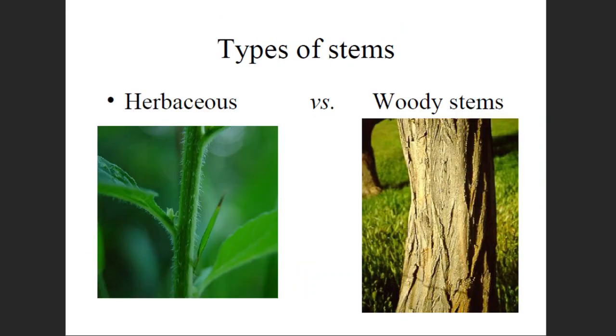Now types of stem. It can be herbaceous, as in most of the grasses, where the stem is very thin and delicate, while the stem which is tough we can call a woody stem. So herbaceous and woody, we can categorize the stem into these two major categories.